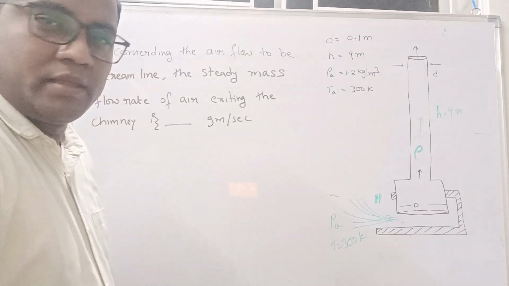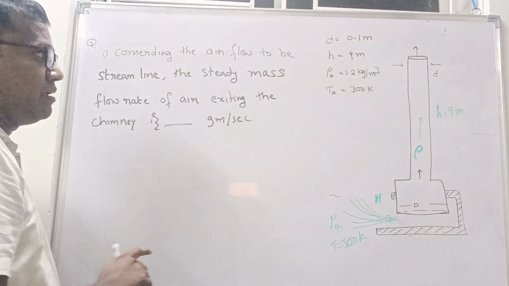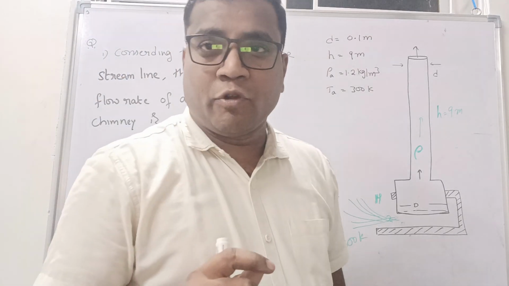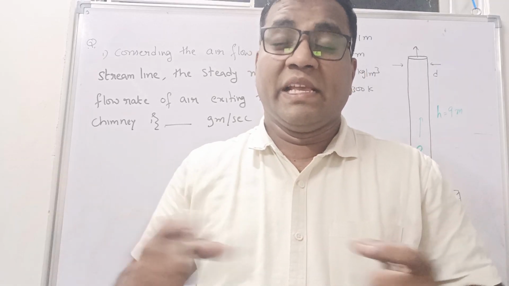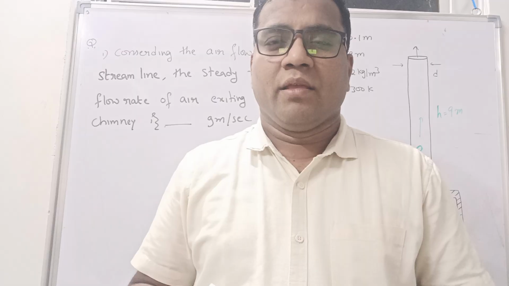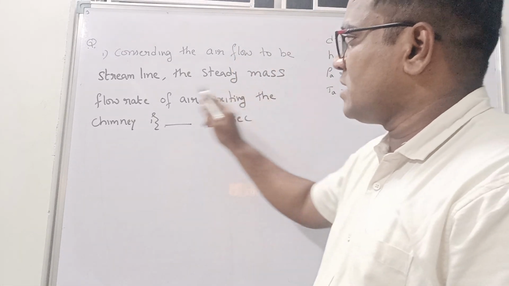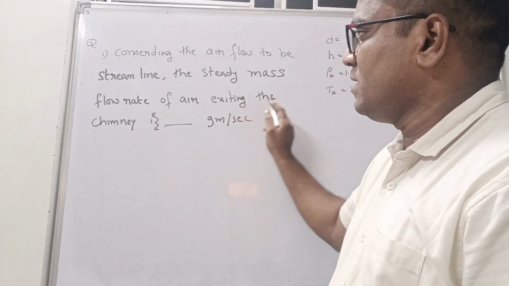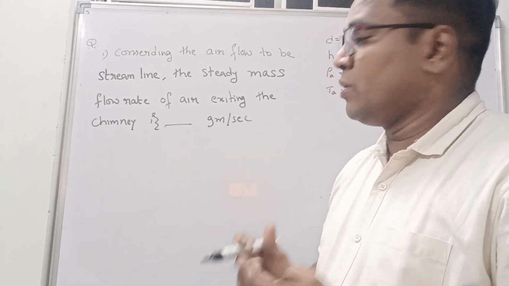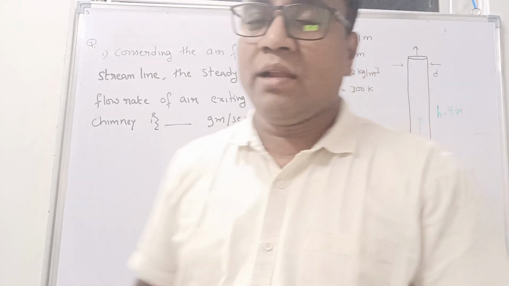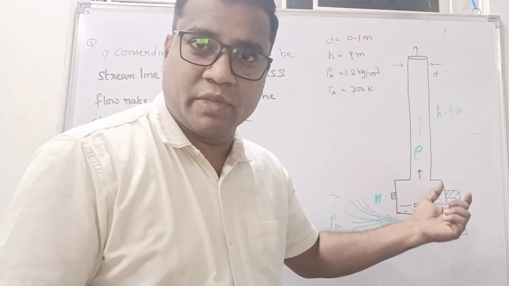See here, first question, what is asked? Considering the airflow to be streamline flow. When he is saying that it is streamline flow, it means we can apply Bernoulli's principle, right? And he is saying that the steady mass flow rate of the air exiting the chimney is. So he is asking that steady mass flow rate. So first we will try to understand what is the meaning of steady mass flow rate. After that we will go with the diagram. Clear?